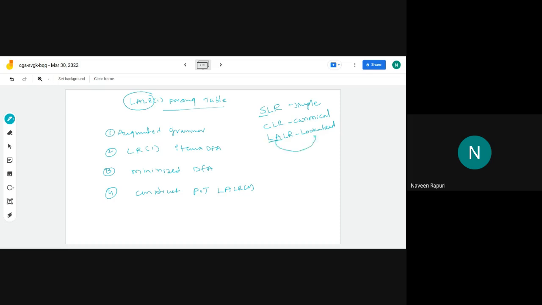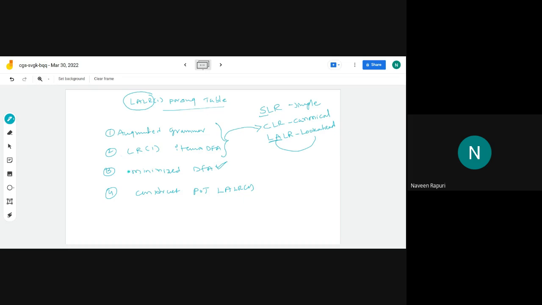LA means look ahead. LALR parsing table. For the look ahead parsing table, these two are the same as CLR1, but we need to know how to minimize the DFA for the constructed LR items of DFA. First, we are constructing the LR1 items of DFA. From that, how can we minimize that DFA? So that thing we have to know. After that, we need to construct the parse table for the minimized DFA. That is the same as CLR1 parsing table construction.